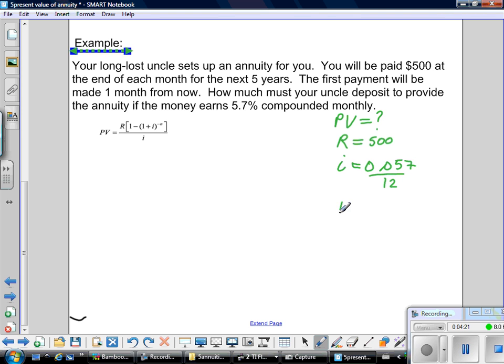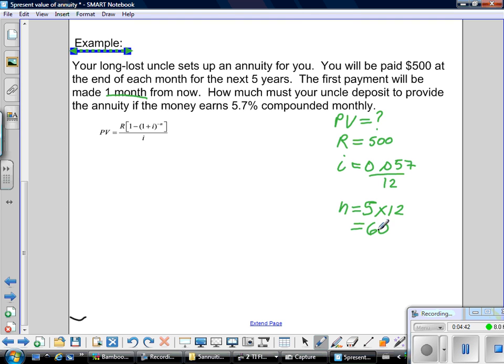And my n is going to be, well, 1 month from now just means that the payment happens at the end. We talked about that a bit, especially with the graphing calculator. 5 years, and it's going to be 12 times a year. So we're looking at the number 60.